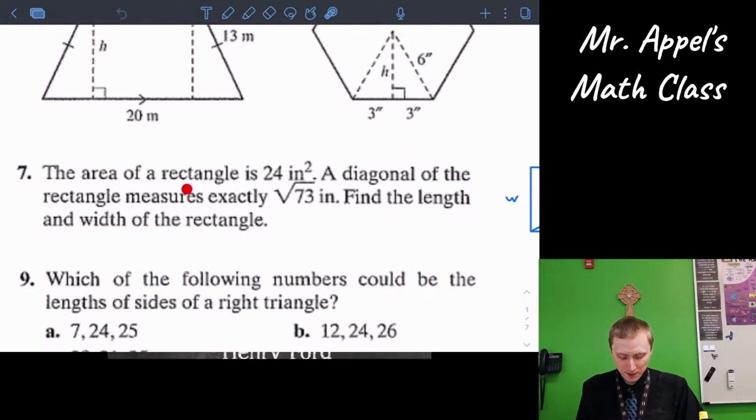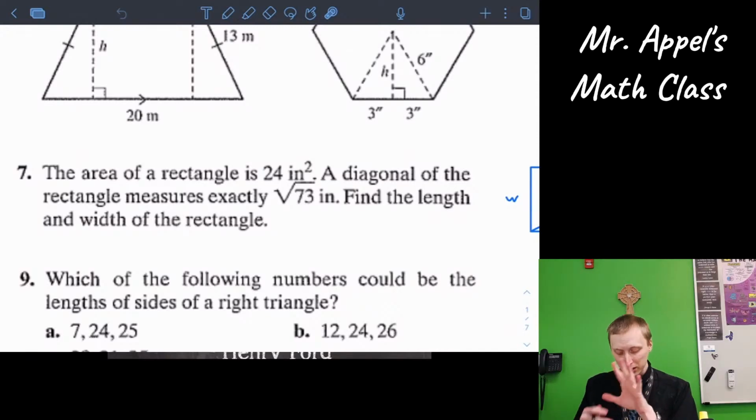This says the area of a rectangle is 24 inches squared. They already give us the area, so we're thinking we've got to work backwards, right? A diagonal of the rectangle measures exactly square root of 73 inches. Odd number to use, but okay. Find the length and width of the rectangle. Now wait a minute, area uses length and width. That's three things, and you only gave me one of them. How can I possibly solve for the other two? Well, we've got to make use of the length of the diagonal.